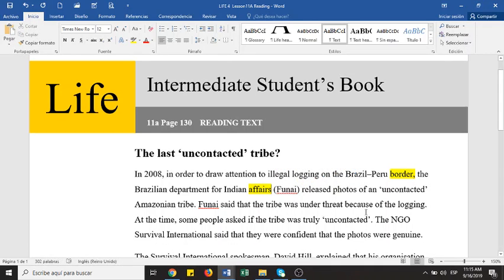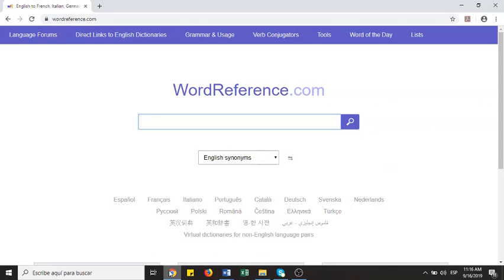As I said before, I have experience with the language, the same way you do. I'm pretty sure you know the meaning of these two words. But the thing is, we are planning a class for students. So I'm checking the material. So I go here to WordReference, and I write there the word border.